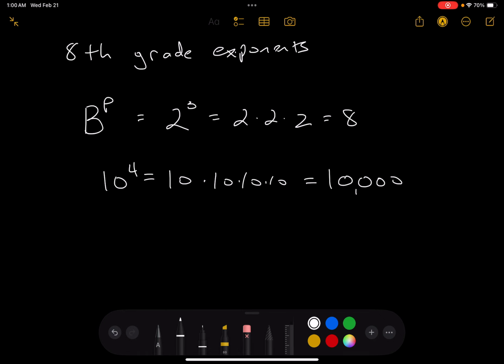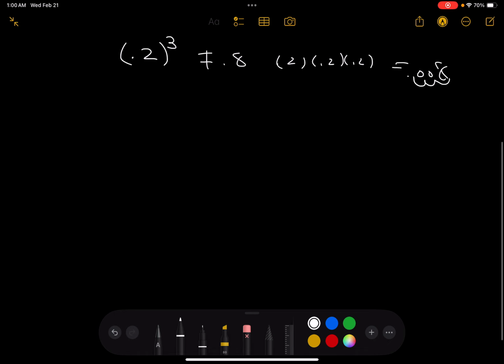And then from there, we can have a base that's a decimal, or we could have a base that's a fraction. So for example, if we have 0.2 to the third power, back in 6th grade, we learned about how to multiply decimals. So it's important to remember this is not 0.8, but instead it's 0.2 times 0.2 times 0.2. 2 times 2 times 2 is 8. But because there are 3 digits to the right of the decimal point, it is going to be 0.008.